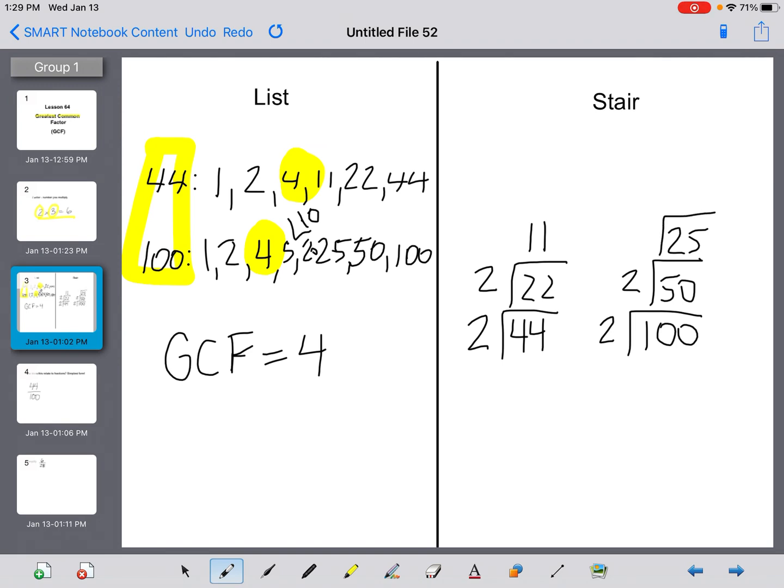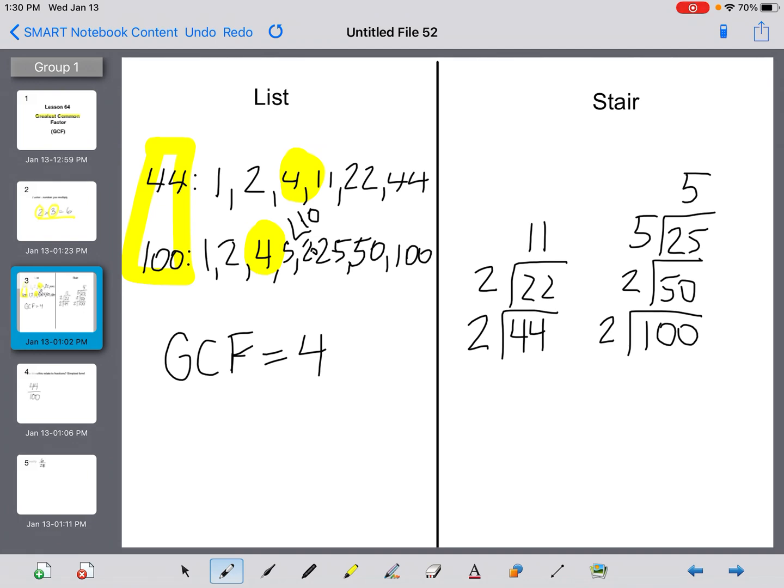25 now can't be divided by 2, so you move to the next smallest prime number, which would be a 3. We can't divide 25 by 3, so we move on to 5. And 25 does divide by 5, and we get a 5. Prime at the top, that means stop.